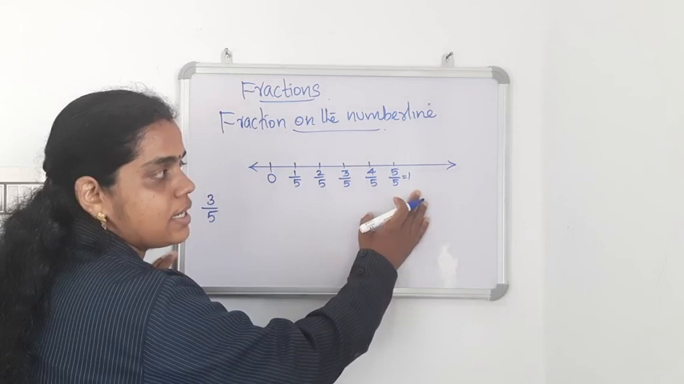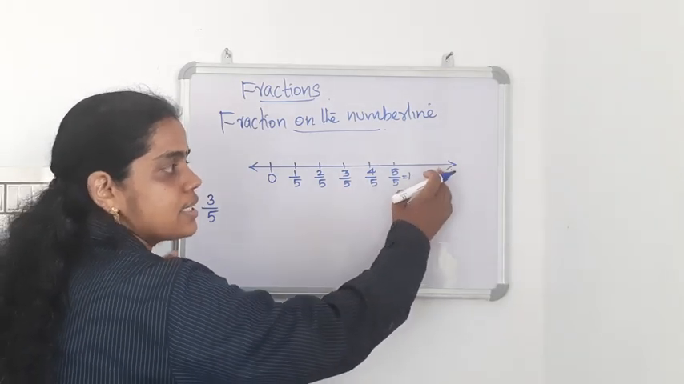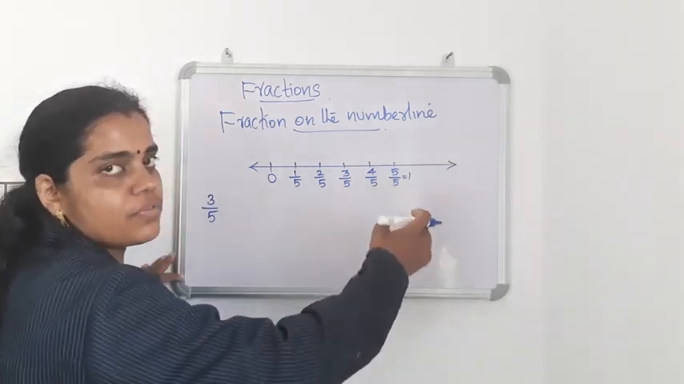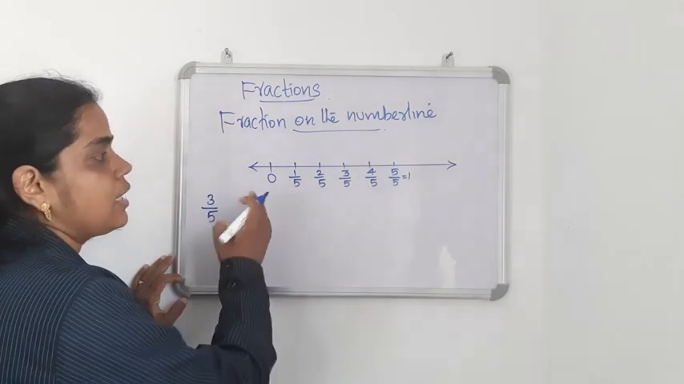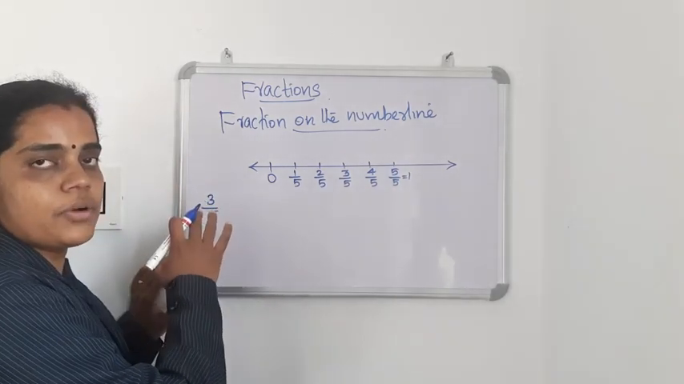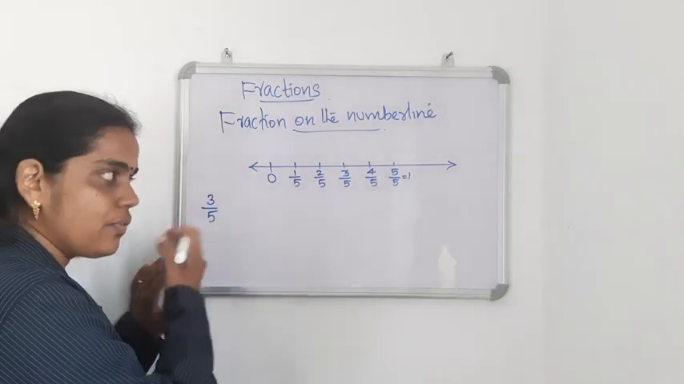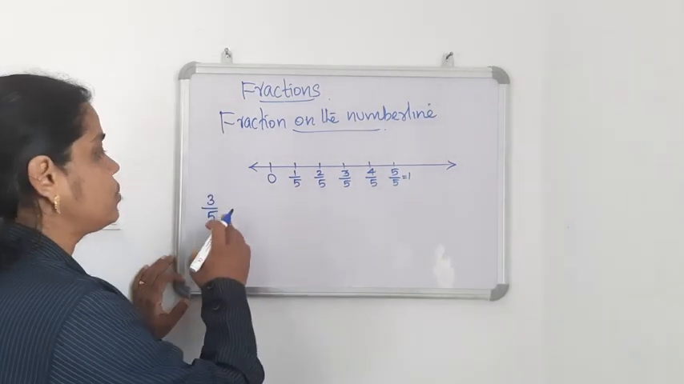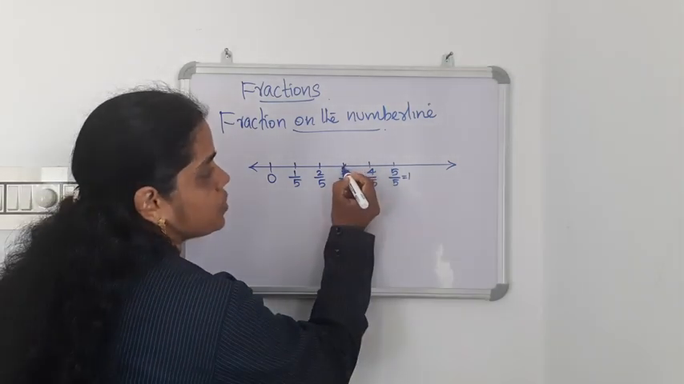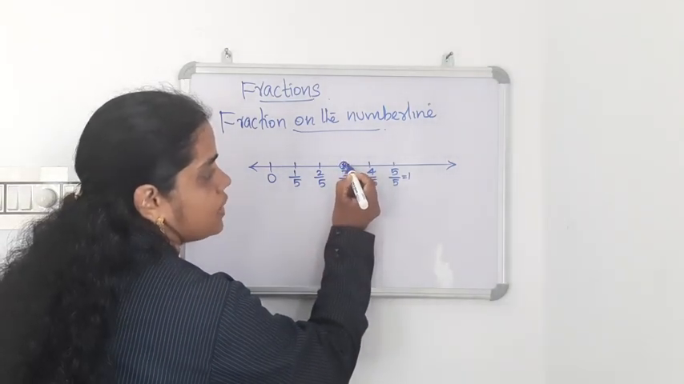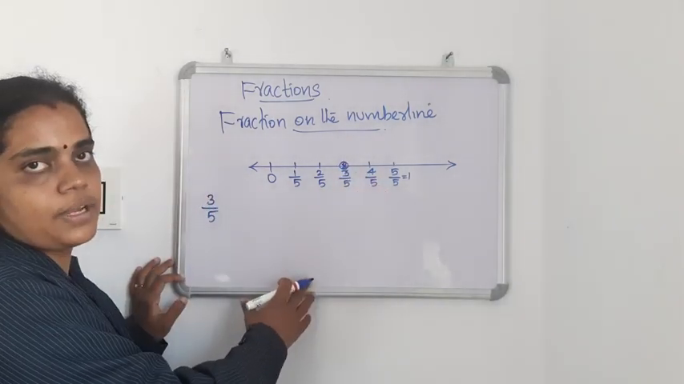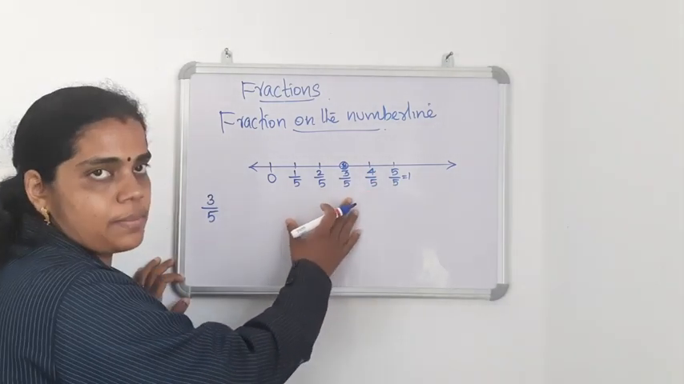It is not ending here. After this also 6 by 5, 7 by 5, 8 by 5, many other numbers are there. And on this side, you already studied integers. So here negative integers are also there. Negative fractions are also there. Okay. So we need to mark 3 by 5 now. So we can use a cross and a circle to mark 3 by 5. So this is 3 by 5.